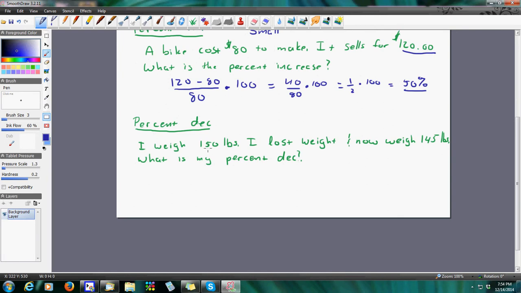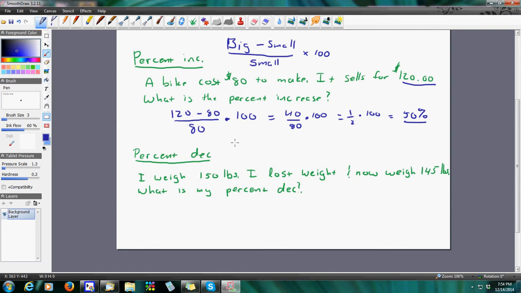Percent decrease. So let's say it's actually very, very similar. Take a look. This was big minus small. But because we're decreasing, you have to decrease from the big number. And because it's a percentage, you multiply by 100.